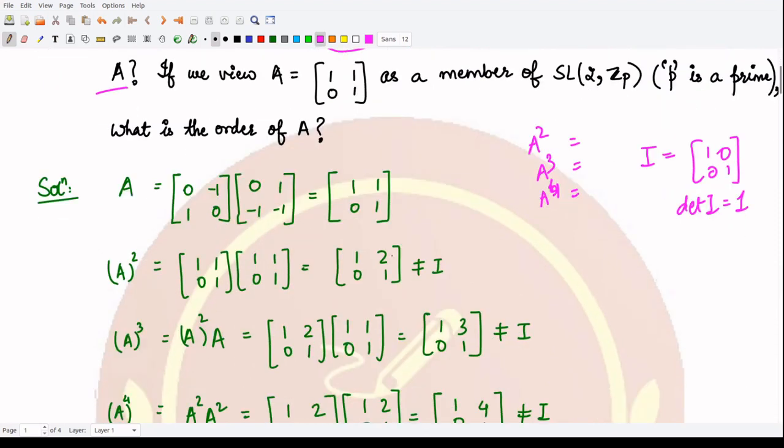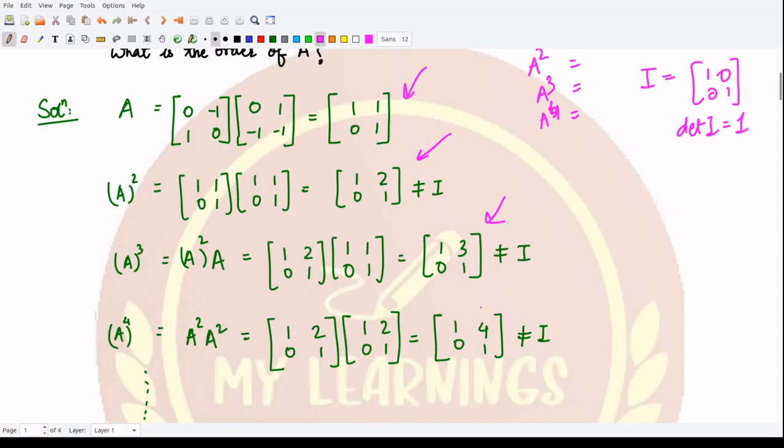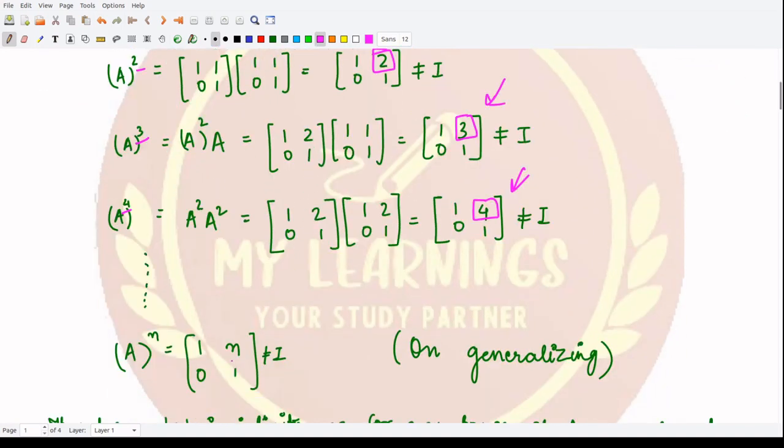So here the matrix A is given to be this. When you take A square, it is not equal to I. When you take A cube, it is also not equal to I, right? This is a similar matrix to the one we solved in the previous video as well. If you take A raised to power 4, it is also not equal to the identity matrix. But you can observe that when you take power 1, you have 1 here. When you take power 2, you have 2 here. When you take power 3, you have 3 here. When you take power 4, you have 4 here, right? So you can generalize it this way: when you take power n, it would be n here.